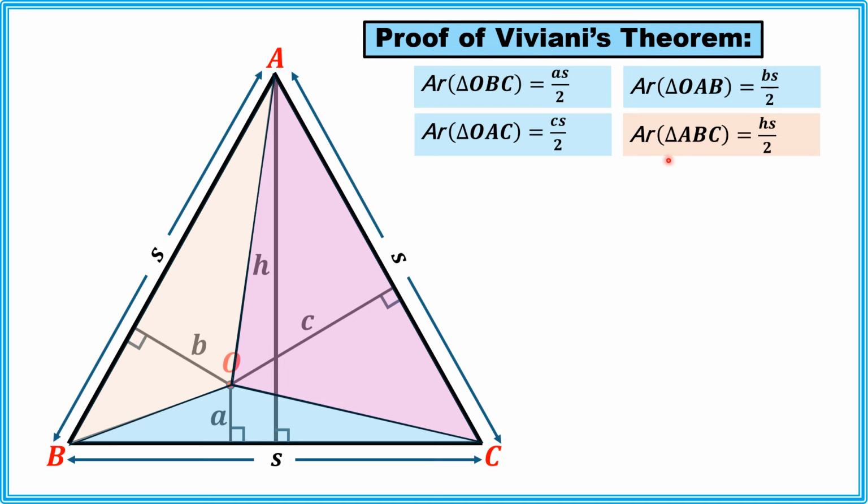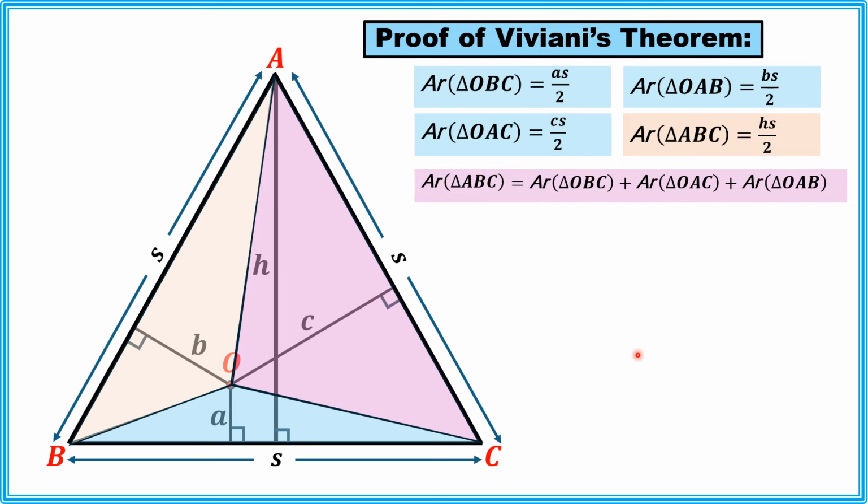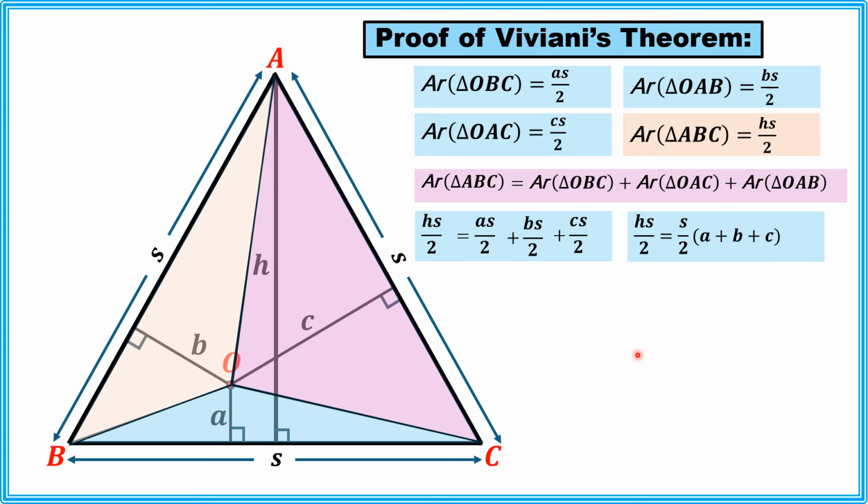So since the area of ABC is equal to the sum of these three areas, we substitute each value. HS by 2 is equal to AS by 2 plus BS by 2 plus CS by 2. Taking S by 2 common from the right, the 2 and S will be cancelled out, and thus we have H is equal to A plus B plus C, which is the proof of Viviani's theorem. Now we will utilize this theorem to find the area of this triangle ABC.